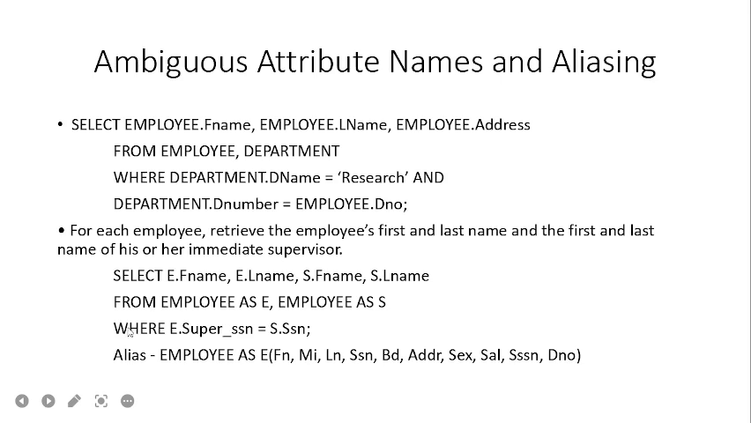Even you can make aliases for the attributes also. That is, employee as E, and you can rename these attributes also: instead of F name, FN, middle initial, LN, SSN, DD, address, XL, SSN, then DNO. This is an alias for the relation employee as well as for the attributes of the relation. That is known as aliasing.